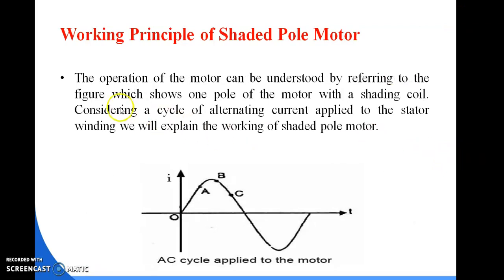So, working. The operation of the motor can be understood by referring to the figure which shows one pole of the motor with a shading coil. Considering a cycle of alternating current applied to the stator winding, we will explain the working of the shaded pole motor now. This is the AC cycle applied to the motor. We will study it now bit by bit, from O to A, A to B, B to C, and so on.